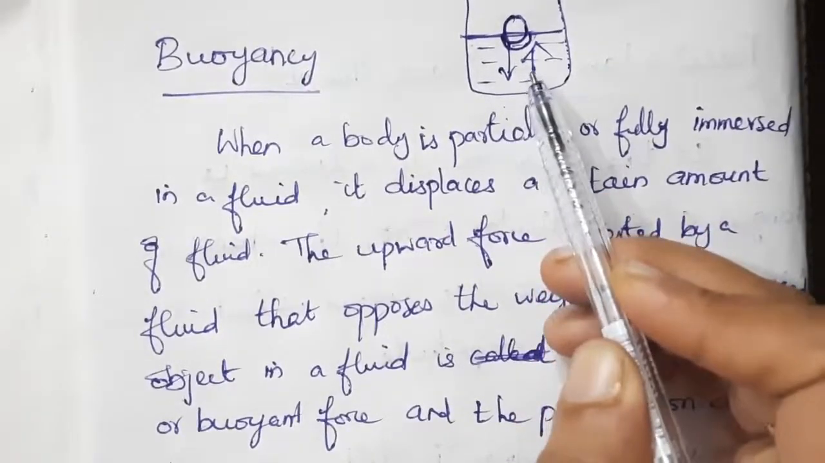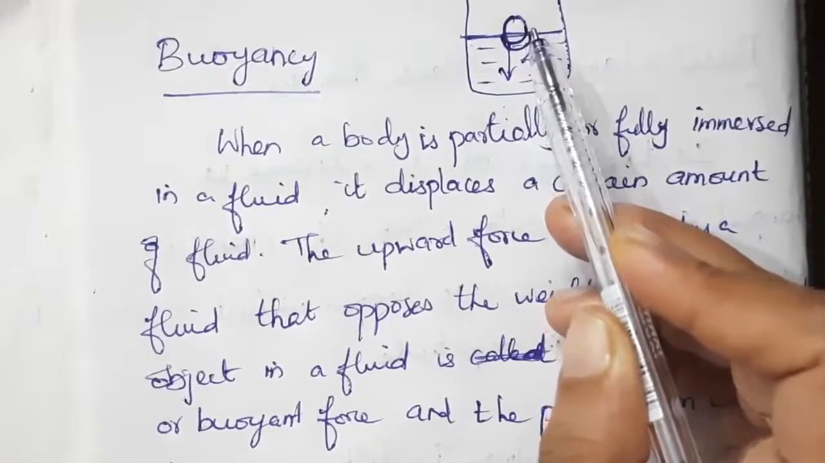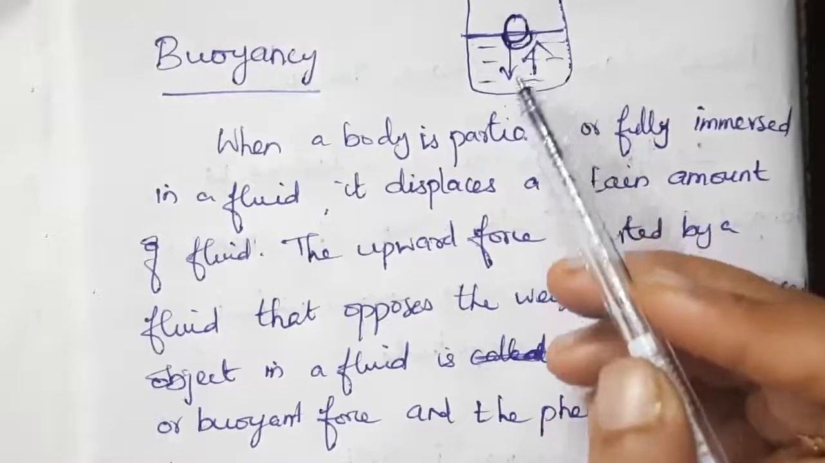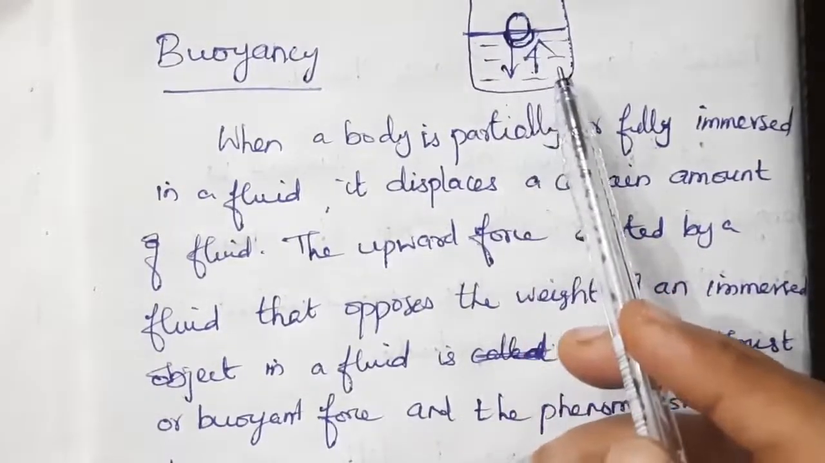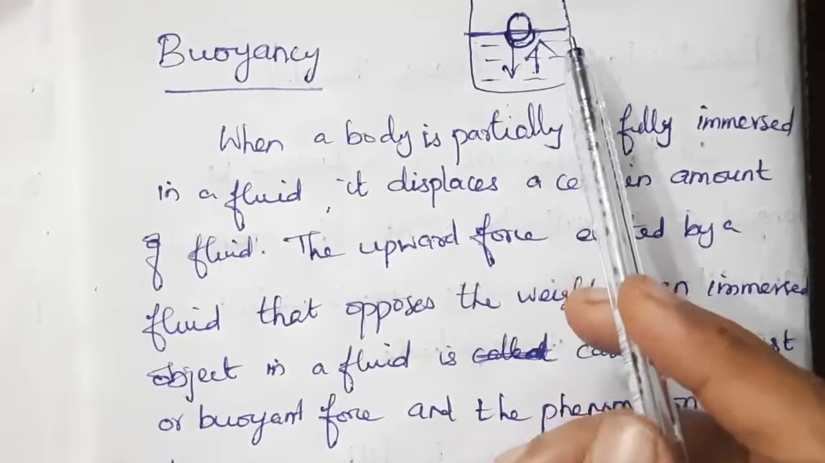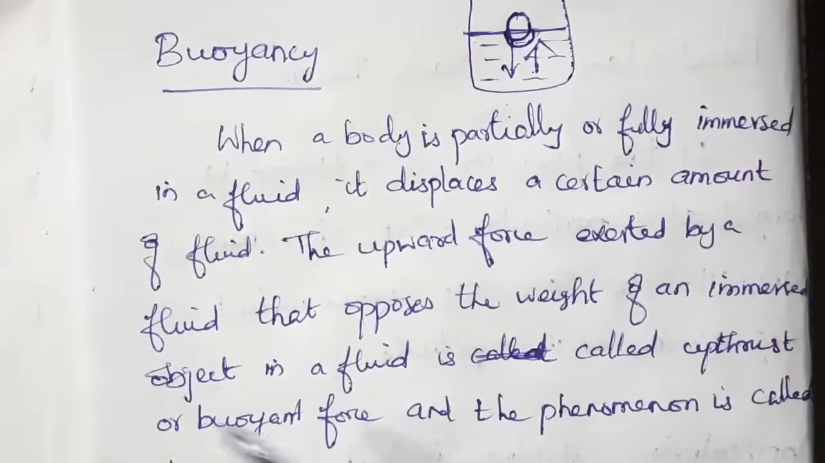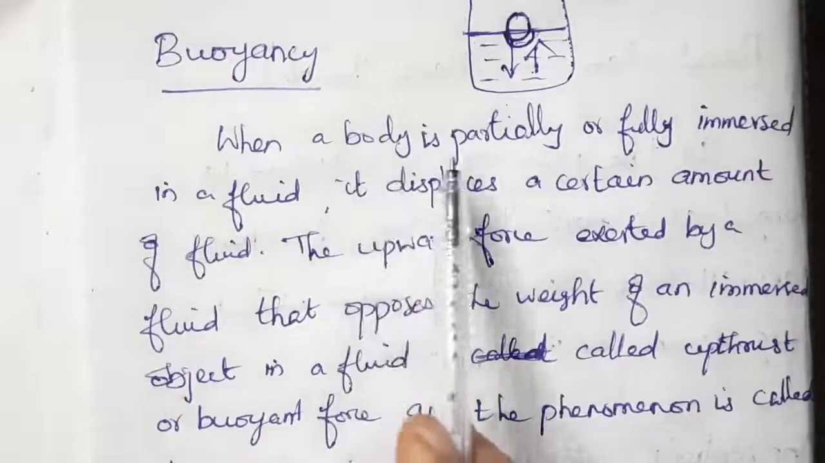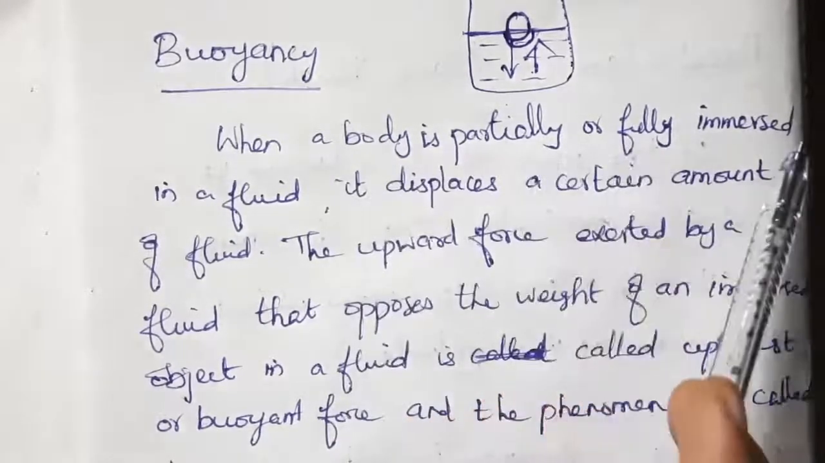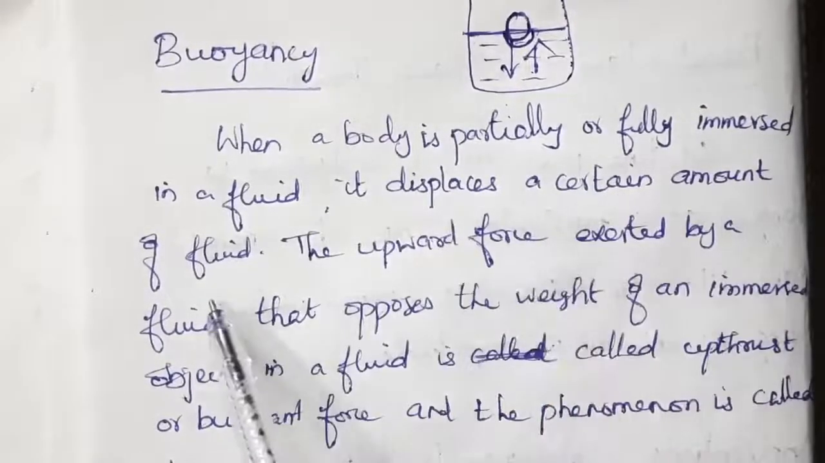In the same way, from the fluid, a force will be acting on this object. That is known as upward force or upthrust force. That force is known as buoyant force. Okay? Buoyant force. So, this phenomenon is called buoyancy. So, what is buoyancy? When a body is partially or fully immersed in a fluid, it displaces a certain amount of fluid.